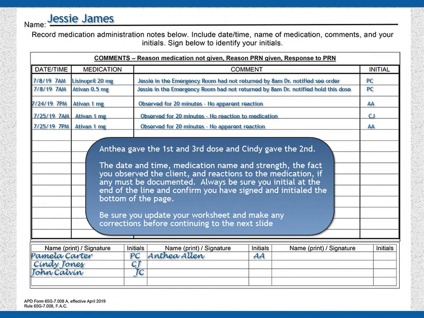Anthea gave the first and the third dose, and Cindy gave the second. The date and time, the medication name and strength, the fact you observed the client, and the reaction to the medication, if applicable, must be documented.